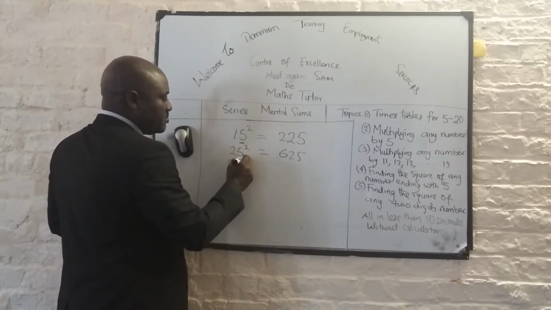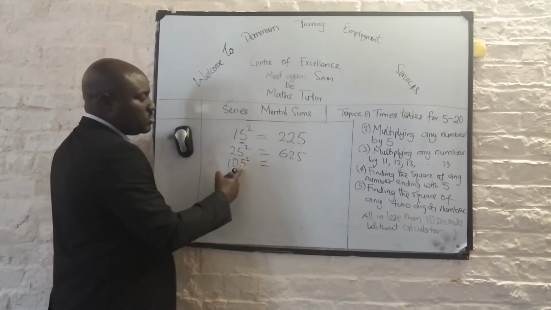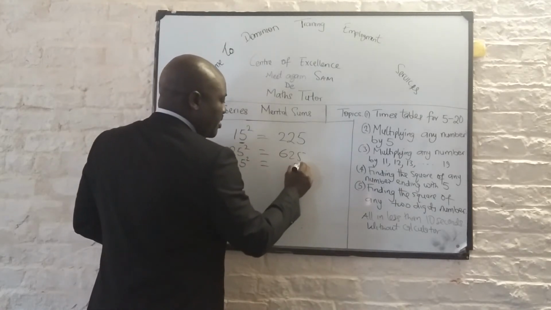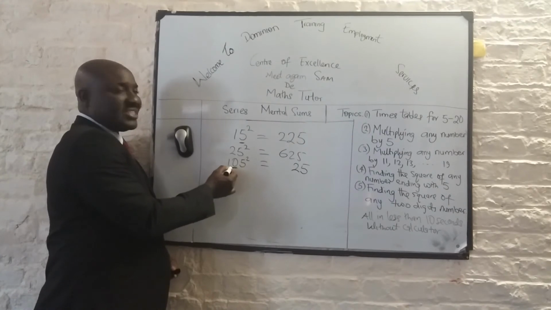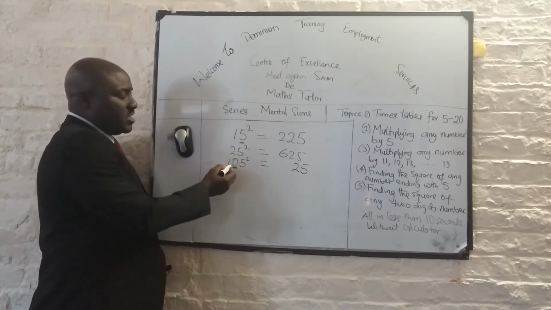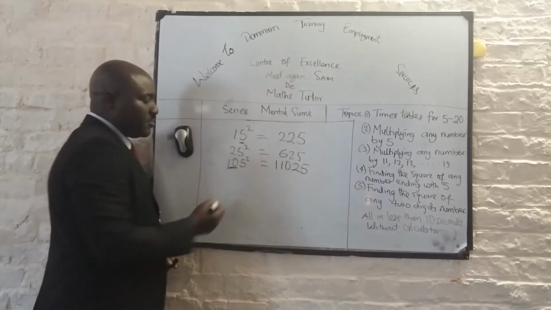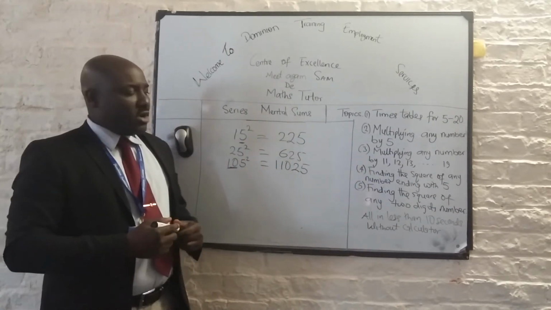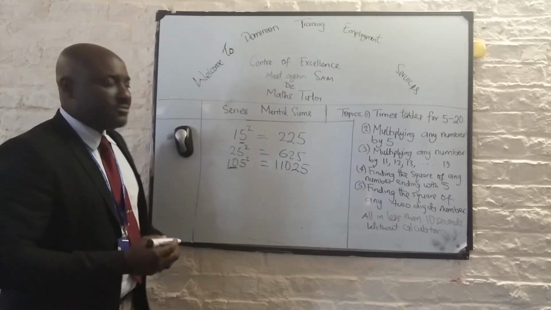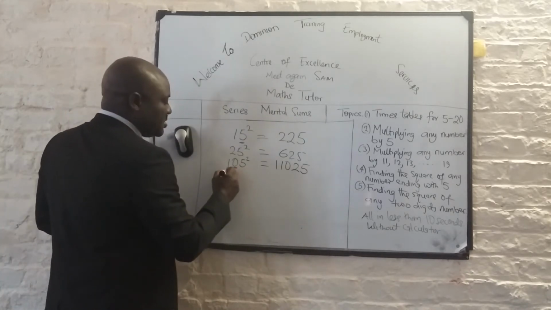Let's see, 105 squared. This is 25. The next number that comes after 10 is 11. So you say 10 times 11, 110. Therefore, the square of 105 is 11,025. Let's see 125.